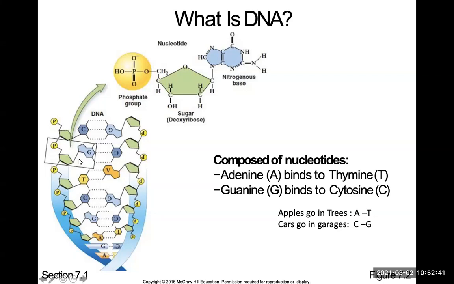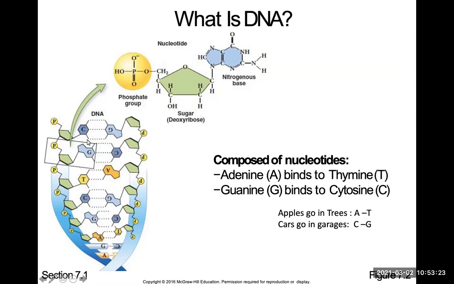So on this picture, you can see there's the backbone, phosphate sugar backbone, and then attached to it is a base. There's a G, there's a C, there's an A. The way they link together, so there's one strand here, another strand here, and both of them have bases on them. The way these bases link together, A is always going to bind with T, apples go in trees, so A to T, and cars go in garages, so C to G.